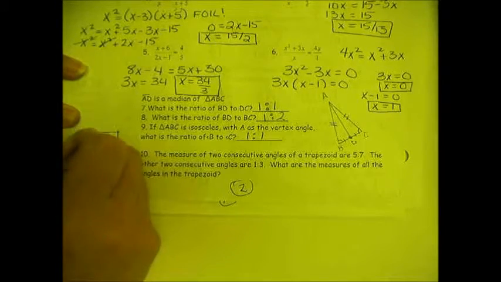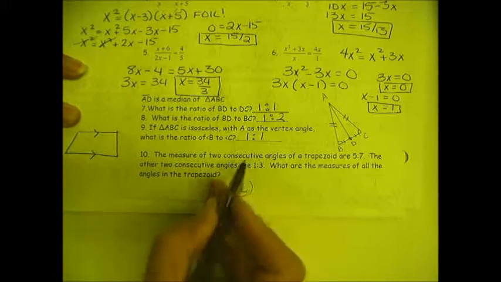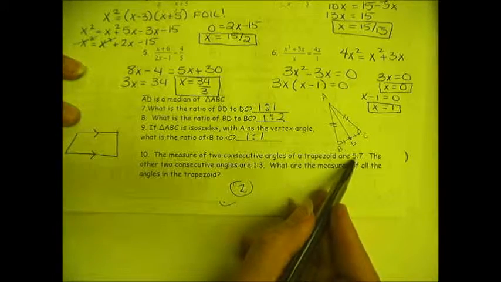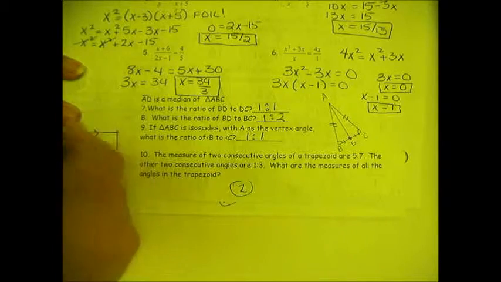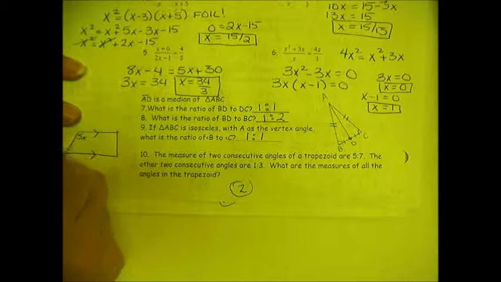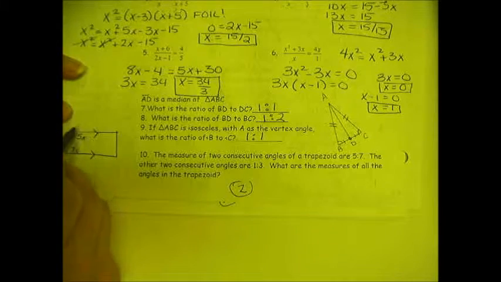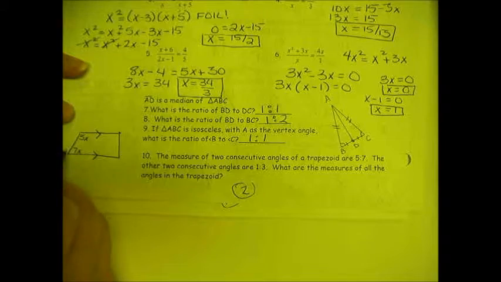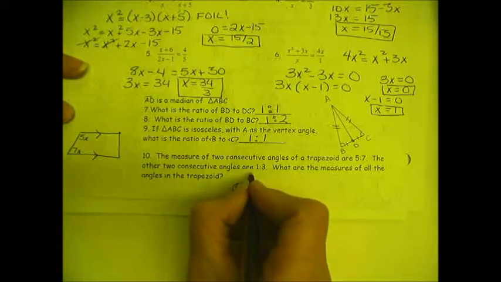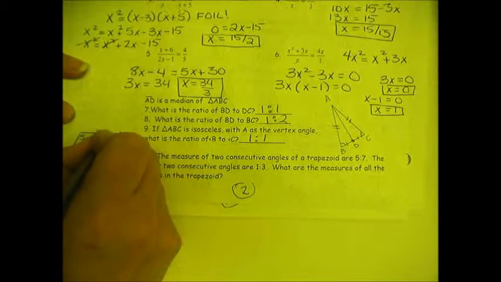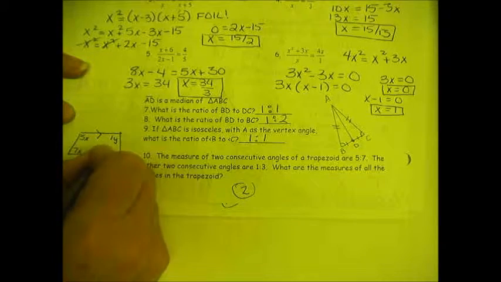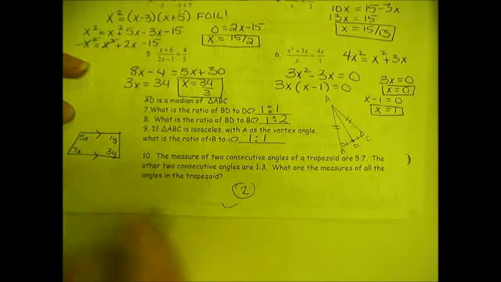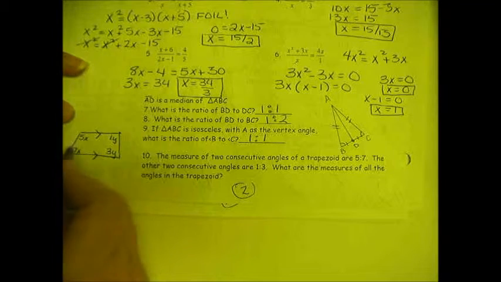Okay, and then the last problem down here at the bottom of page 2: the measure of two consecutive angles of a trapezoid. We haven't talked about trapezoids much, but the thing we know about trapezoids is they have one pair of parallel sides. So the consecutive angles are a ratio of 5 to 7. So again, stick an x beside them. 5x, 7x, they're consecutive interior angles. There are your supplementary angles right there. So they add up to 180. You can solve for that.